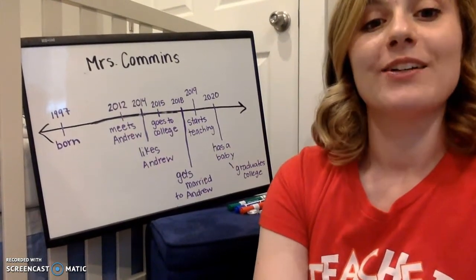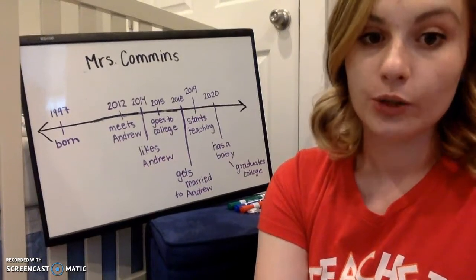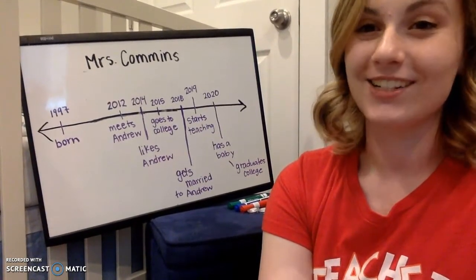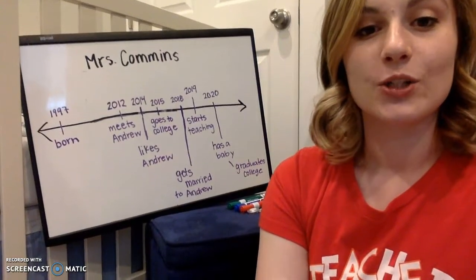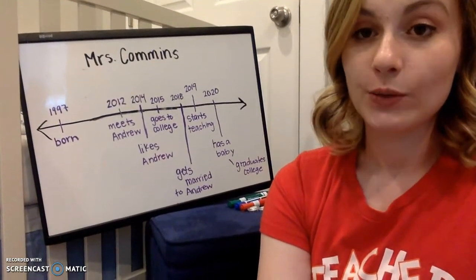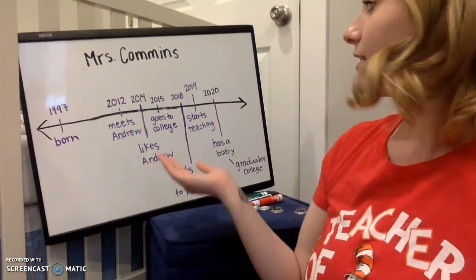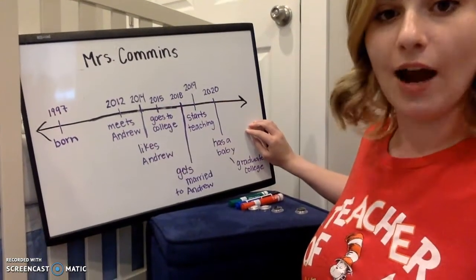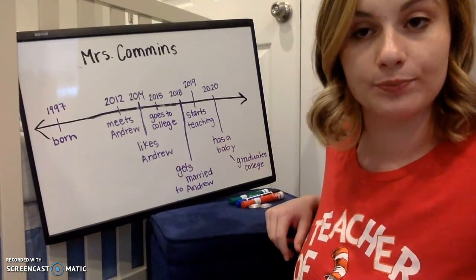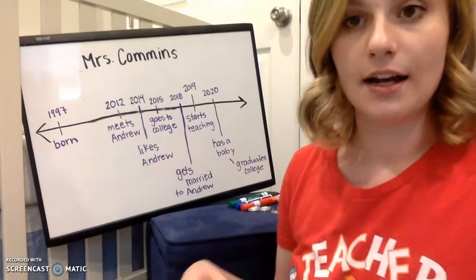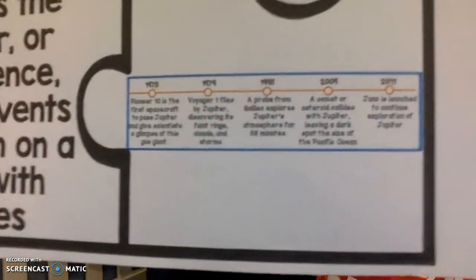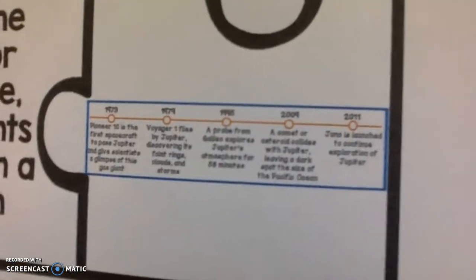Anyway, 2015, I go to college. 2018, I get married to Andrew. 2019, I start teaching you guys. 2020, I have a baby and I graduate college. So this is a timeline of my life from when I was born to where we are now. And that's what a timeline shows you, okay? Timelines in informational text will look more like this. I know you can't read it because my arm is shaking, but that's what they look like.